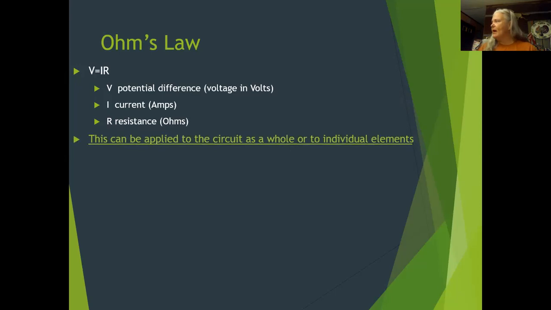Now the nice thing about Ohm's law for things that are purely resistive, in other words, they are based on that formula we saw for resistance, you can look at the circuit all together, or you can look at branches of the circuit, or you can look at individual components, and Ohm's law will work all the time. So you can use Ohm's law to break a circuit down into parts to analyze it.